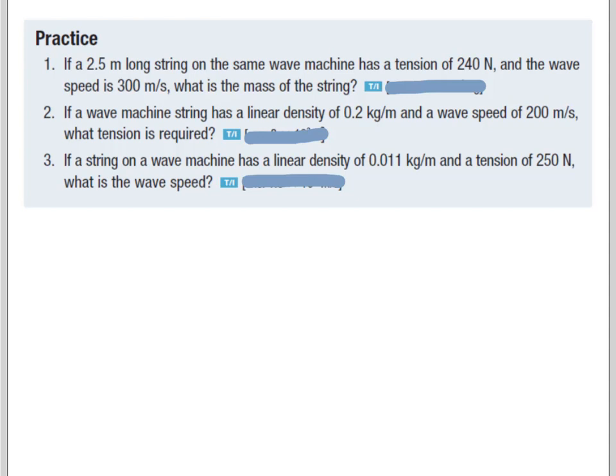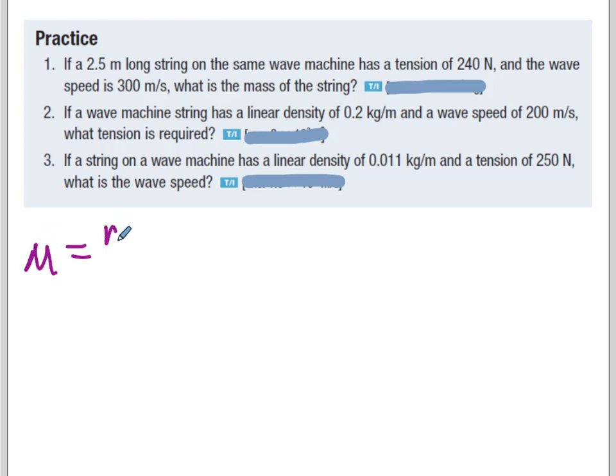Okay, so let's take a look. If a 2.5 meter long string on the same wave machine has a tension of 240 newtons and the wave speed is 300 meters per second, what is the mass of the string? Okay, so we know a couple things. I'm going to do number one first.